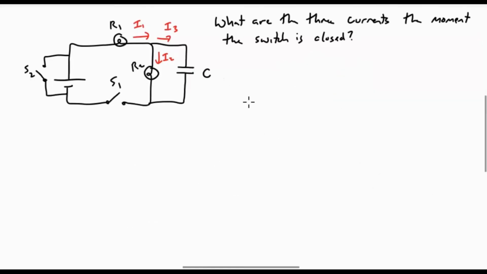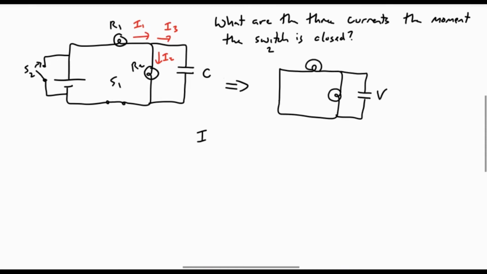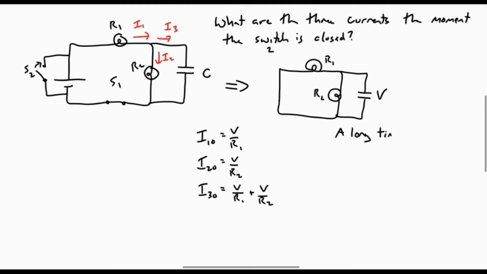Now that our capacitor is charged, we can close switch 2 and remove the battery from the circuit. Getting rid of the extraneous stuff gives us 2 resistors in parallel with a voltage source. Ohm's law gives us I equals V over R for both lamps, and the junction rule tells us that the current out of the capacitor has to be the sum of those. Finally, what are the currents a long time later? The capacitor is totally out of charge, so they're all 0.